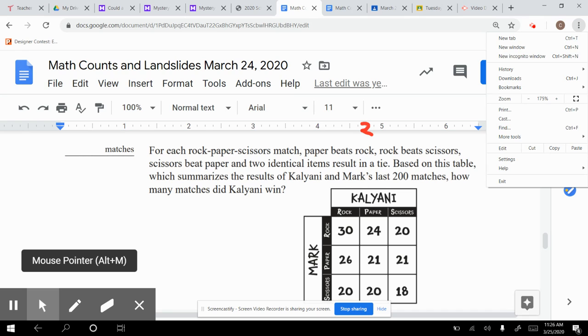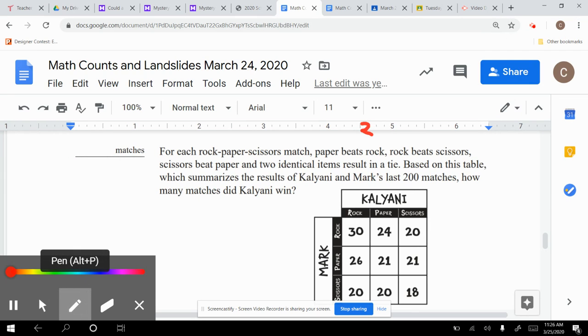Rock is covered by paper. So let's go through and figure out how many matches Kalyani won. We're going to circle just the boxes where we know that she won those matches. Now, if we look here, if she had rock and he had rock, then these were all ties.